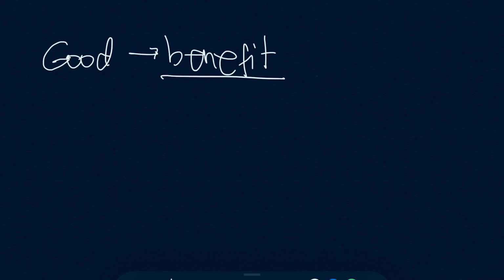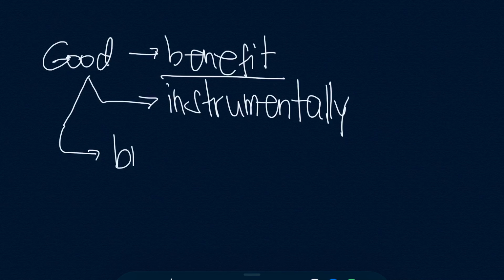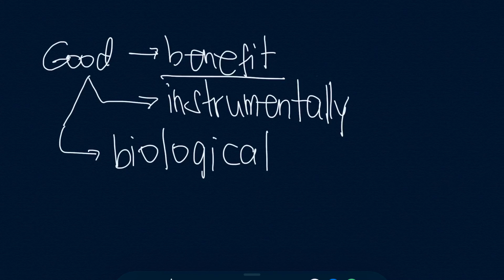And the good can be in two ways. Okay? Pwedeng instrumentally good. Instrumentally good. And it can also be biologically good. Now, what is the difference between instrumentally good and biologically good? We study first instrumentally good or the instrumental good. I'll give you an example.